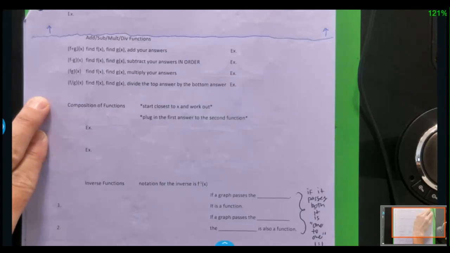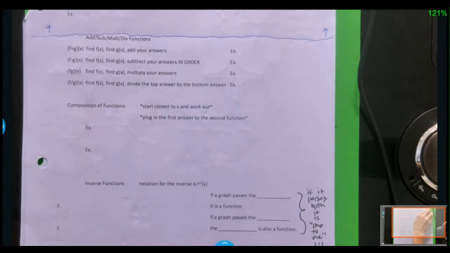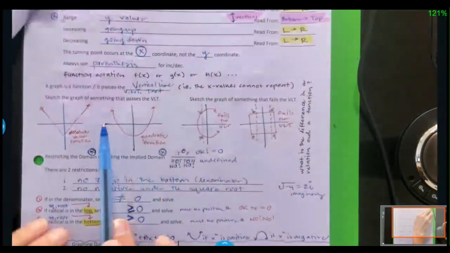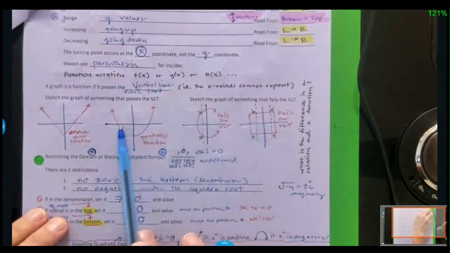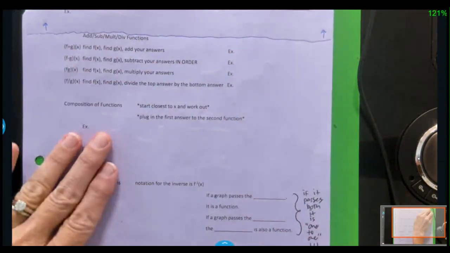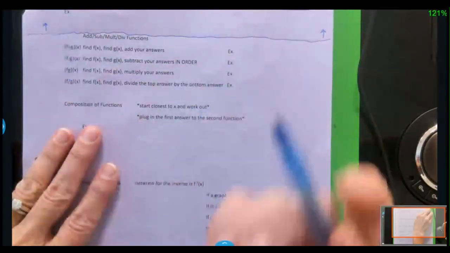Okay. Now, if you remember from the beginning of this unit, a function is an equation, a graph, a set of ordered pairs where none of the x's repeat. We talked about on the first page, a function has to pass the vertical line test. So the things that we're dealing with here are going to be things that would pass the vertical line test.